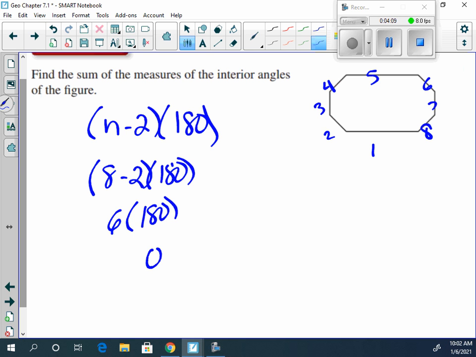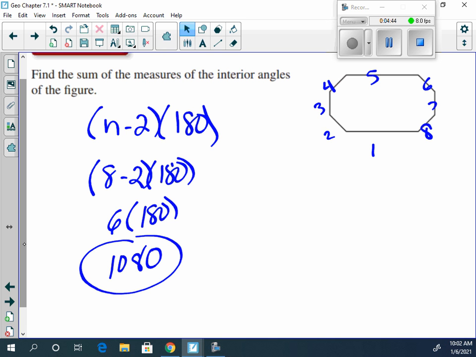We can do that in a calculator, or we can do it by hand. 6 times 0 is 0. 6 times 8 would be 48. Carry the 4. And we would get 1080. So the sum of the measures of the interior angles of this 8-sided figure is 1080. So the sum of all these angles added together would be 1080 degrees. Any questions on anything we've done so far? We good with this? Yes? Okay, let's look at another one.